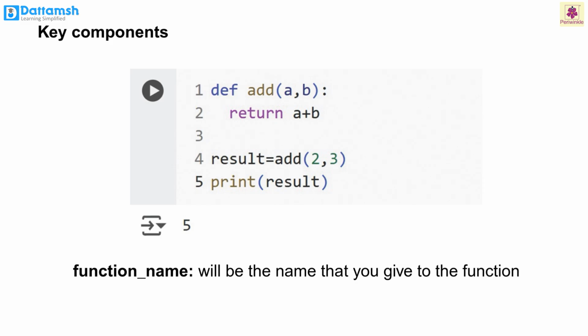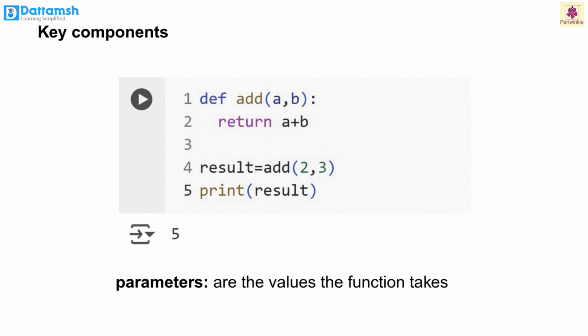It can be any valid name. Here the function name is add. Parameters are the values the function takes. These are optional. Here parameters are A and B.